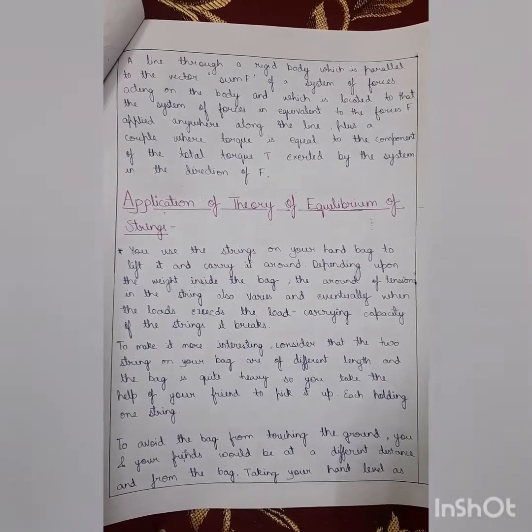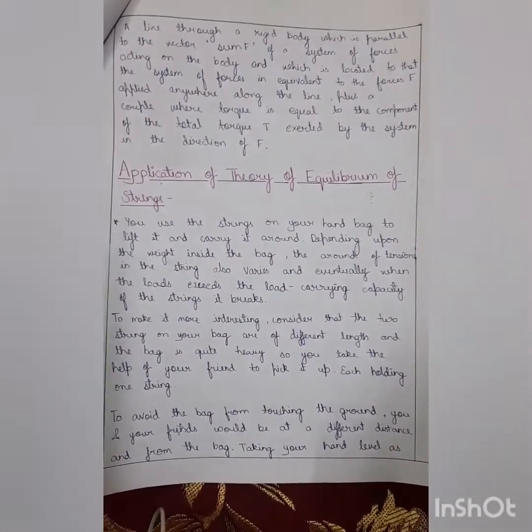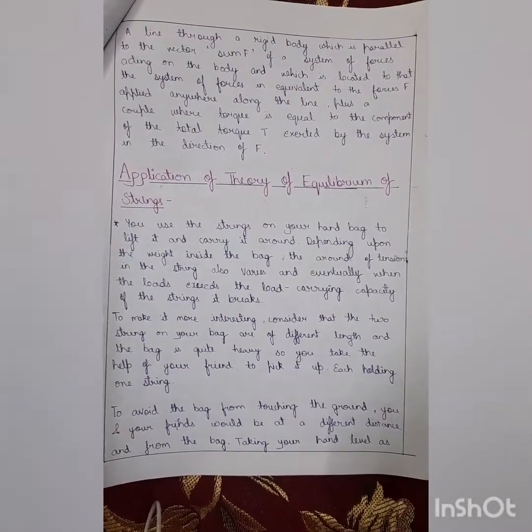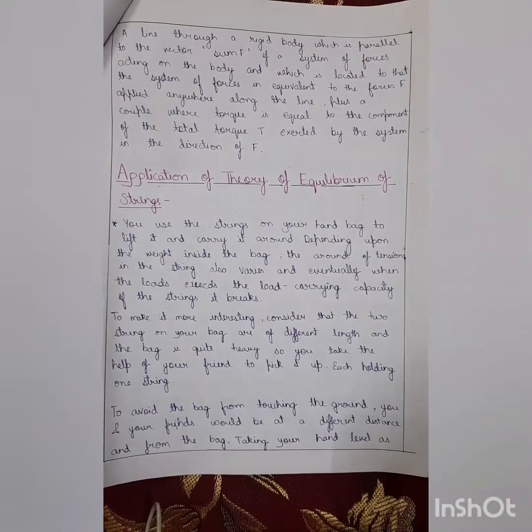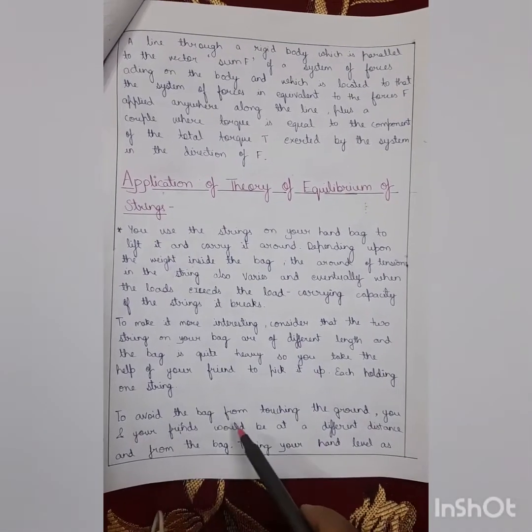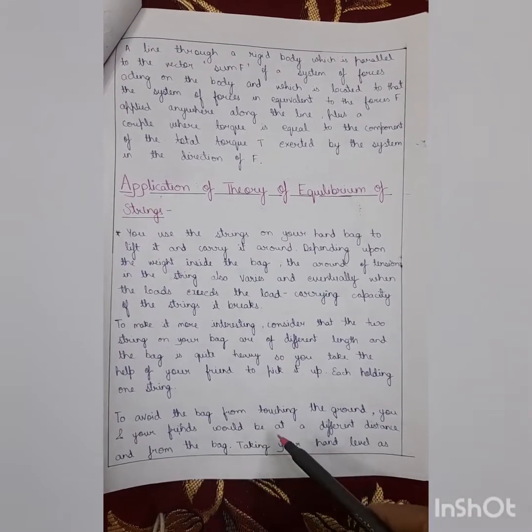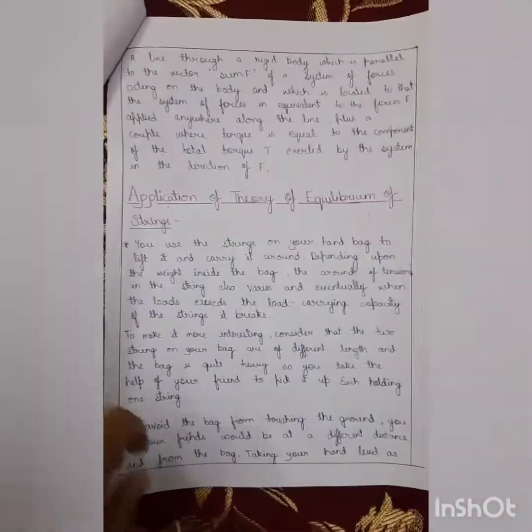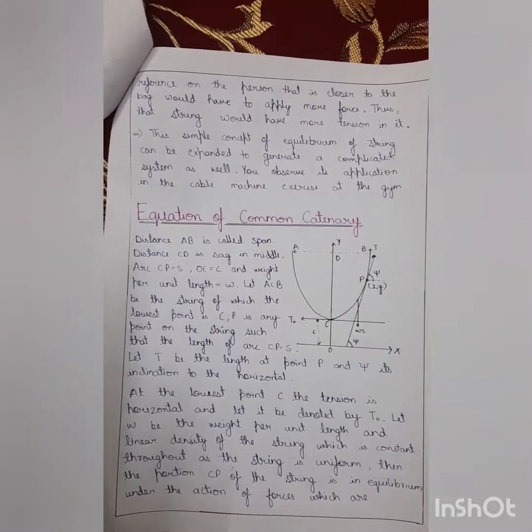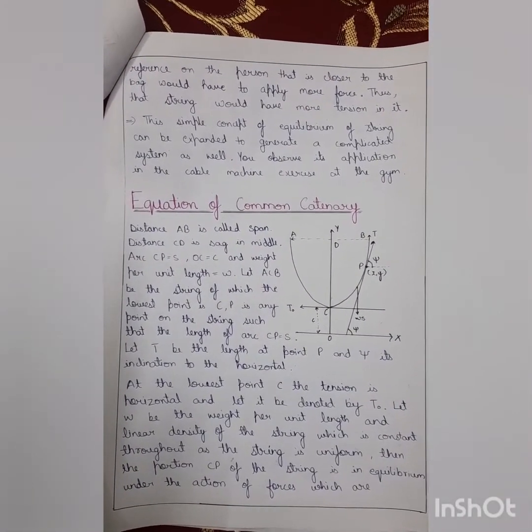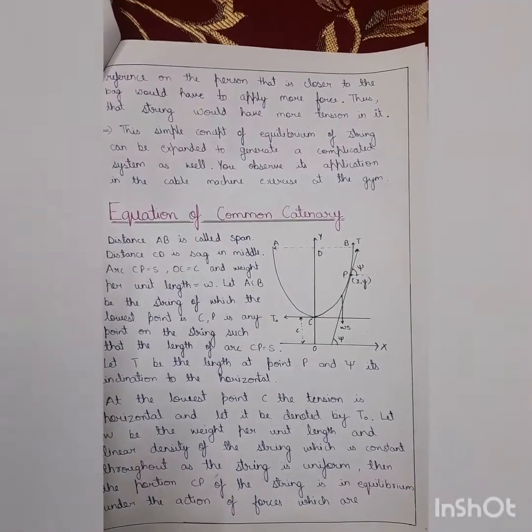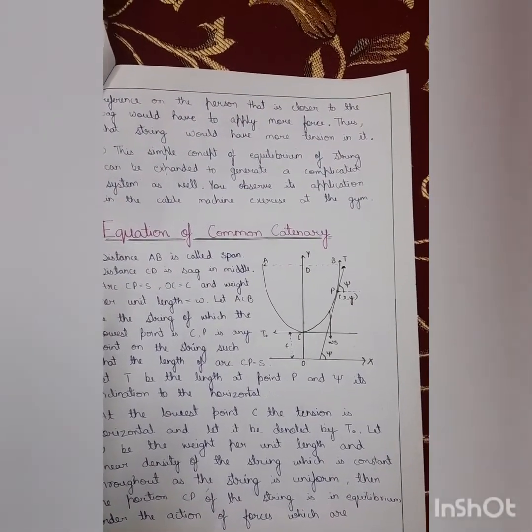To make it more interesting, consider that the two strings on your bag are of different length and the bag is quite heavy, so you take the help of your friend to pick it up, each holding one string. To avoid the bag touching the ground, you and your friend would be at different distances from the bag. Taking your hand level as reference, the person that is closer to the bag would have to apply more force. Thus, that string would have more tension in it. This simple concept of equilibrium of strings can be expanded to generate a complicated system as well.